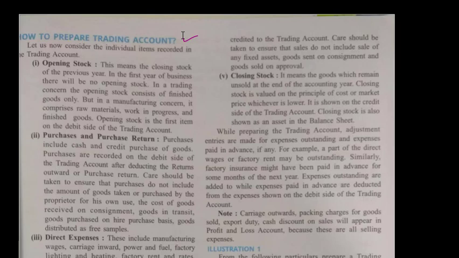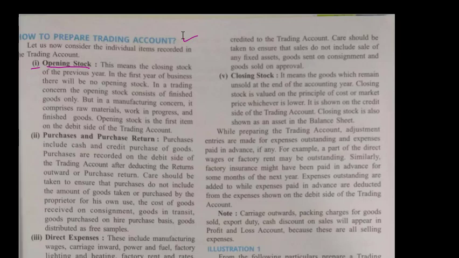Now let us consider the individual items recorded in the trading account. First, what is opening stock? By the name itself you can understand it. It means the closing stock of the previous year. So if your business has been running for many years, the closing stock of last year becomes the opening stock for the current year. If it is the first year of business, there will be no opening stock.